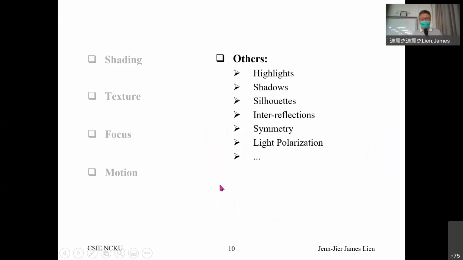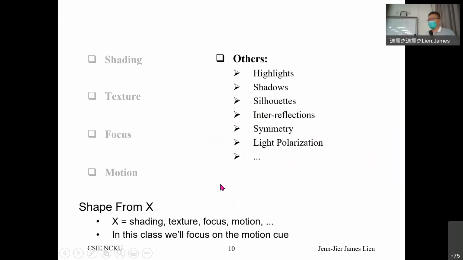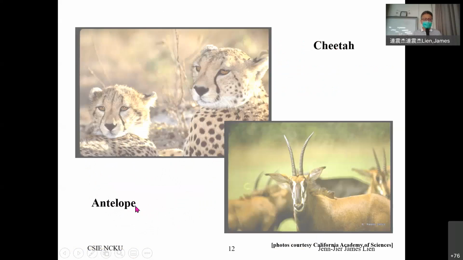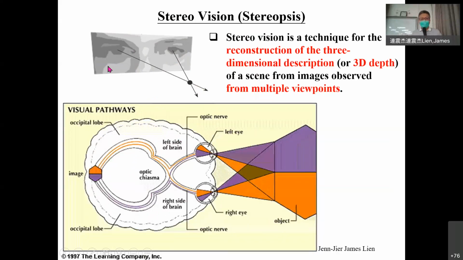Many other methods, and we call them shape from something: shape from shading, shape from texture, shape from motion. What does shape mean? Here, shape means 3D object. So when you see a paper talking about shape from something, that means 3D reconstruction. We try to simulate our eyes. That's stereo: both eyes are two cameras. Okay, so that's stereo.